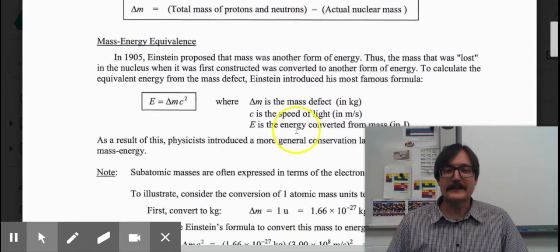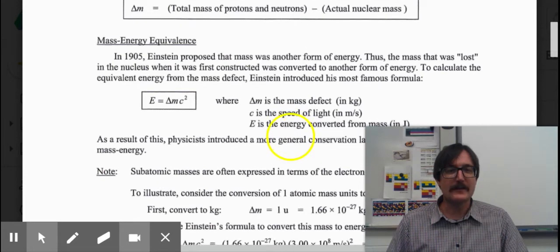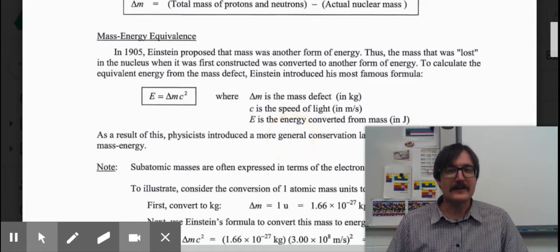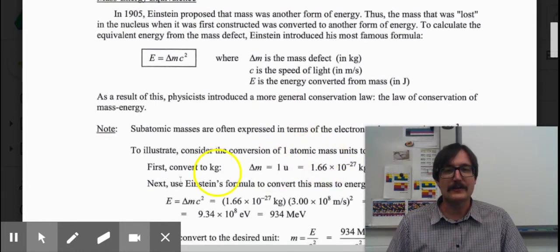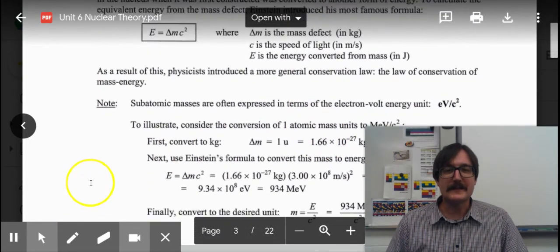For mass energy equivalence, in 1905, Einstein proposed that mass was another form of energy. Thus, the mass that was lost in the nucleus when it was first constructed was converted to another form of energy. To calculate the equivalent energy from the mass defect, Einstein introduced his most famous formula, E equals delta m c squared. Delta m is the mass defect in kilograms, c is the speed of light in meters per second, and E is the energy converted from mass in joules. As a result of this, physicists introduced a more general conservation law, the law of conservation of mass energy.